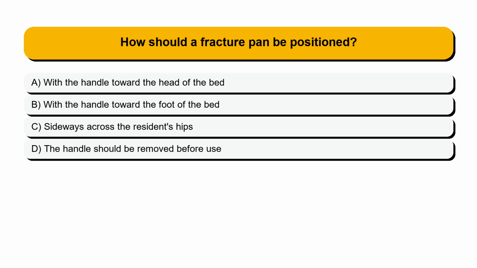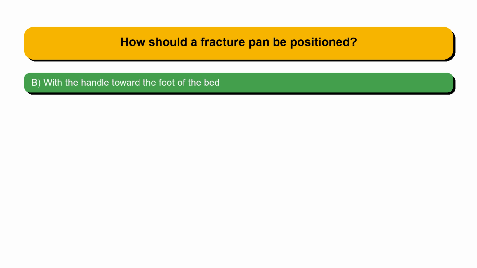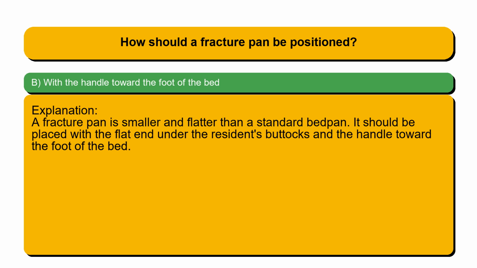Question 25. How should a fracture pan be positioned? Option A. With the handle toward the head of the bed. Option B. With the handle toward the foot of the bed. Option C. Sideways across the resident's hips. Option D. The handle should be removed before use. The correct answer is option B. With the handle toward the foot of the bed. A fracture pan is smaller and flatter than a standard bedpan. It should be placed with the flat end under the resident's buttocks and the handle toward the foot of the bed.